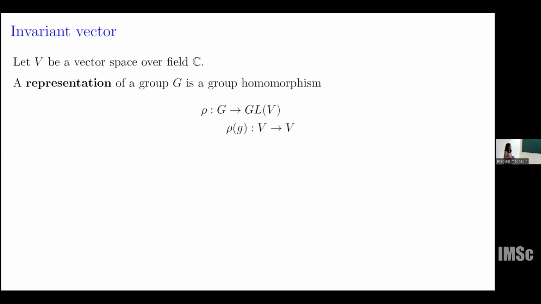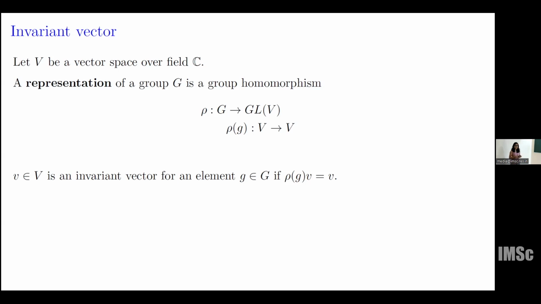Suppose V is a vector space over the complex field. Then a representation is a group homomorphism from G to GL(V), that is, given any element in G, it gives us a linear transformation from V to V. Now, by an invariant vector: suppose v is an element of V, then we say that v is an invariant vector for an element g in G if the map rho(g) fixes this element v.